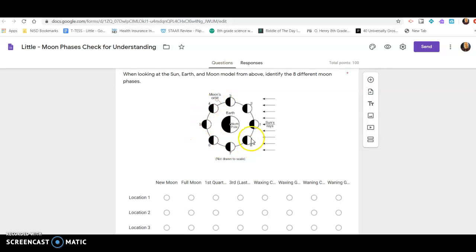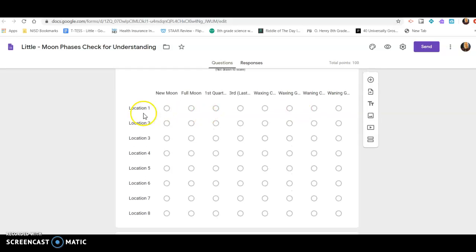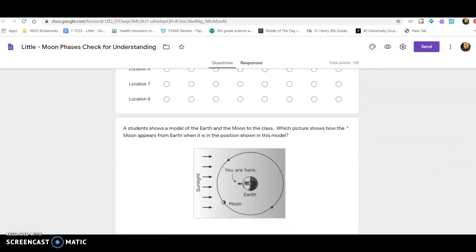Notice that in all of these, it shows half of them in darkness, half of them illuminated. But from our perspective on Earth, it's not going to appear that way. That's important when you're trying to determine the moon phases, right? Because the sun is shining on a sphere, half of the moon is always going to be illuminated regardless of our perspective here on Earth. So we may see it differently, but it is definitely 50% lighted. Okay, so go ahead and select the correct phase for location 1, 2, 3, 4, 5, 6, 7, and 8.